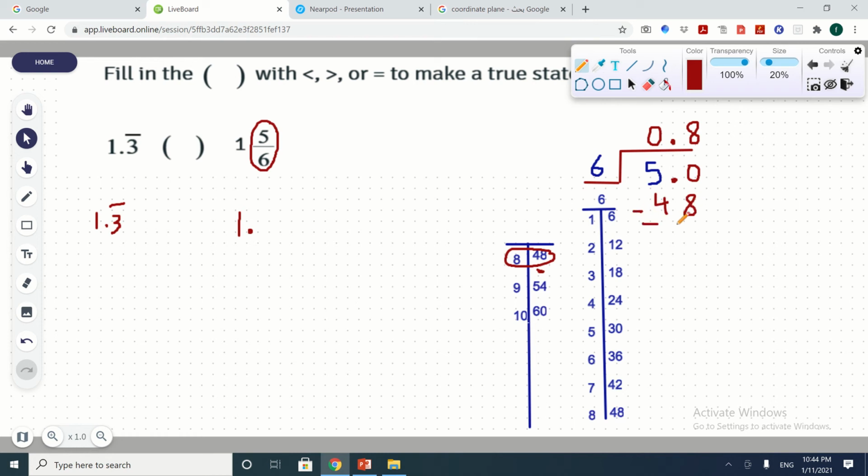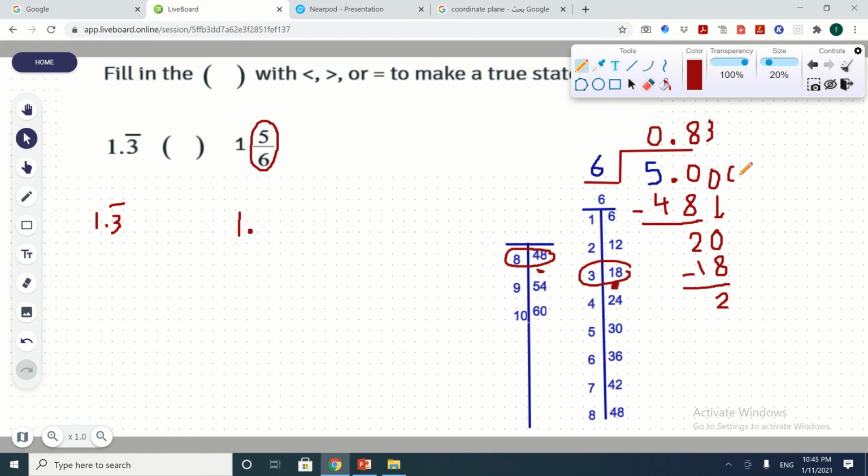Subtract. 50 minus 48, it will be 2. Add 0, bring it down, يعطينا 20. ال 20 وين موجودة هني؟ ال 20 بين ال 24 وال 18، لكن احنا دائما ناخذ العدد الأقل، ففيها 3. How many 6s in 20? We have 3. 3 multiplied by 6 يعطينا 18. Subtract يعطينا 2.